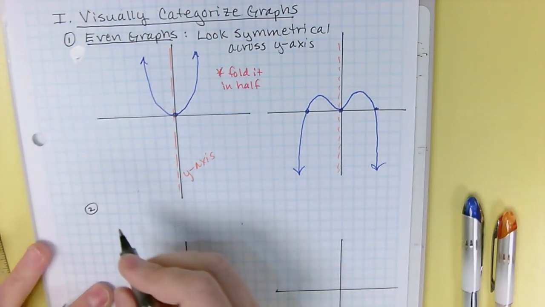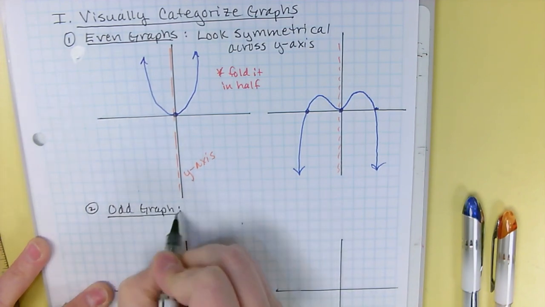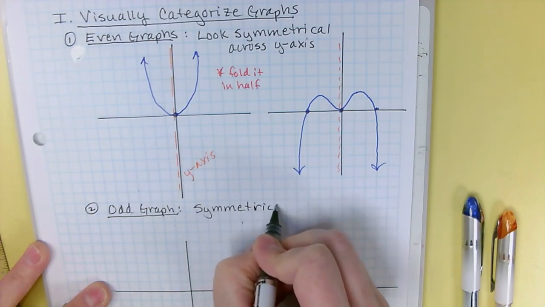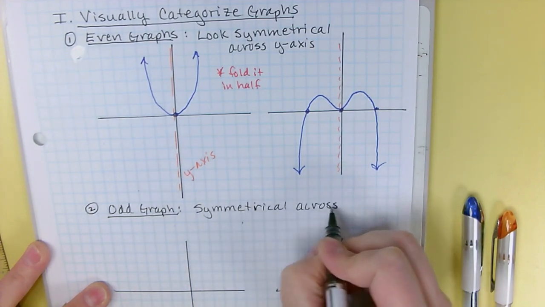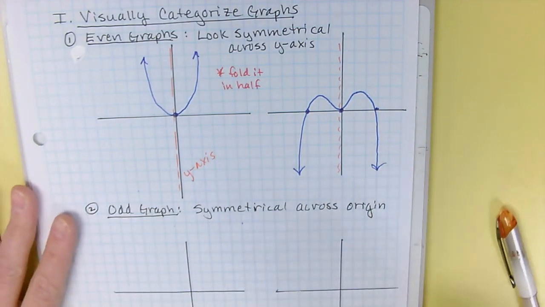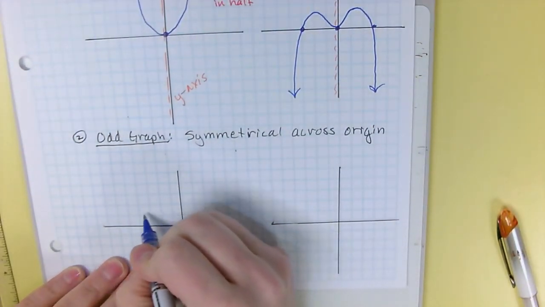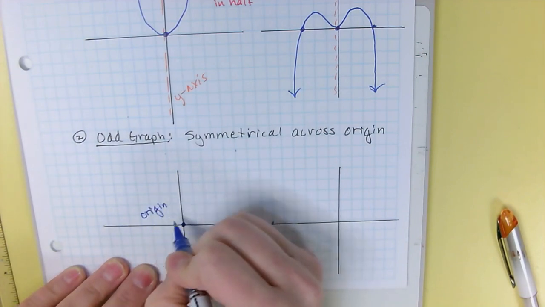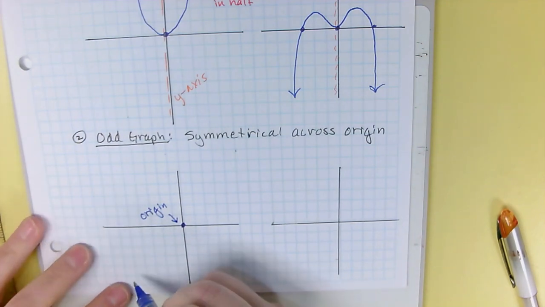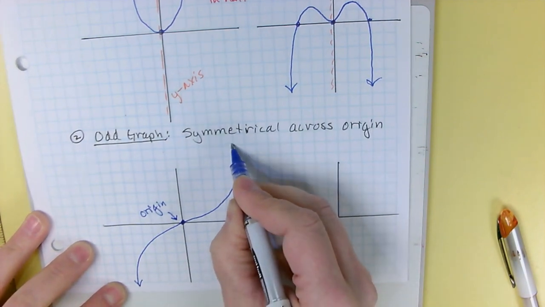Okay, so the other category of graph is an odd graph. An odd graph is what we call symmetrical across the origin. Our origin, of course, is 0, 0. So that's our origin. A very common example of an odd graph is an S-shaped graph going upwards.